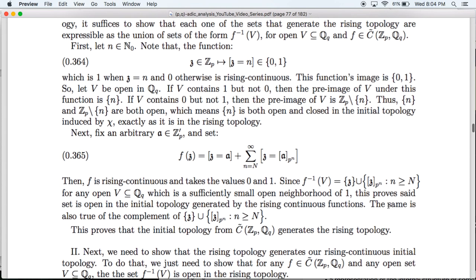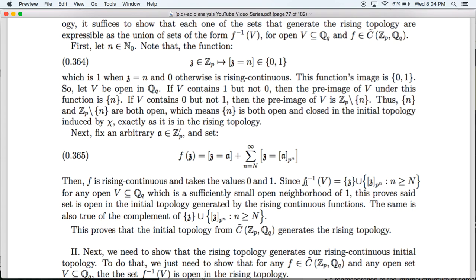Now we need to deal with those sets of this form. So for an arbitrary a with infinitely many p-adic digits, let's set f to be the following function. It is 1 if z is equal to a, and it is also 1 if z is equal to a mod p^n for n greater than or equal to N. This series always converges, but pointwise, not uniformly, because for any z, at most one of these brackets can evaluate to 1. Again, it's easy to show from the definition that this is rising continuous, and it takes the values 0 and 1.